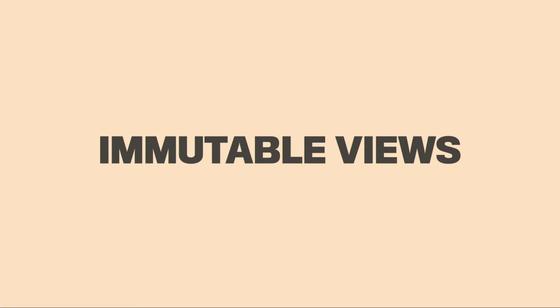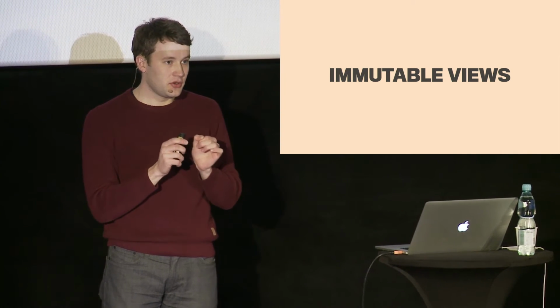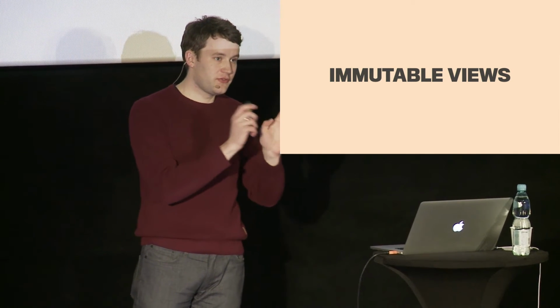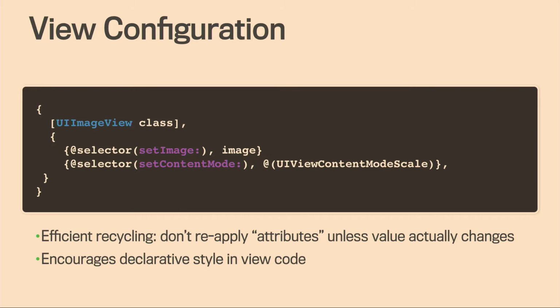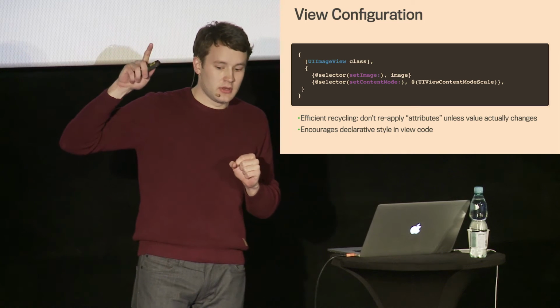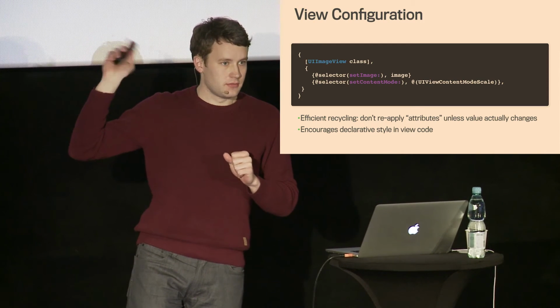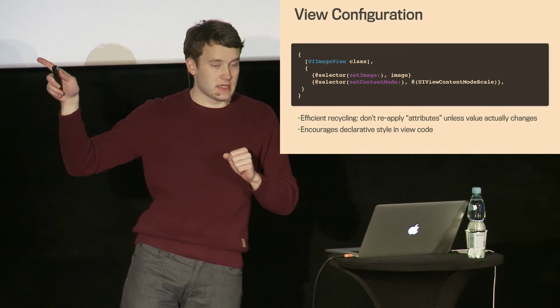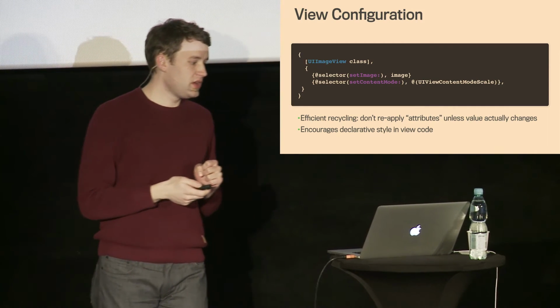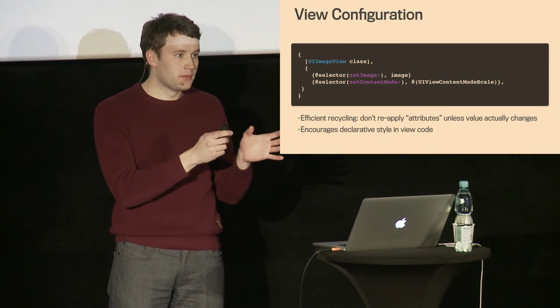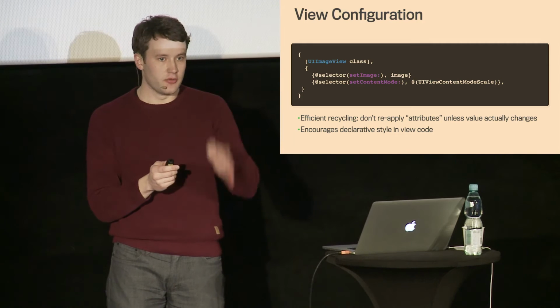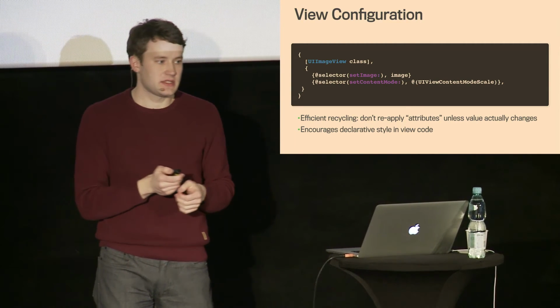So all of this adds up to immutable views. You as the developer never have to mutate your component. Components are totally immutable. And you define them using that one-way function that takes in a model and puts out a component. Here's what it looks like. You specify it, for example, you'd say, hey, I want a UIImageView. And I want you to set the image using this selector and set it to this image. And I want you to call setContentMode and set it to this content mode. The beauty is that behind the scenes, Components knows when it recycles a view what the old values were. So it doesn't call setContentMode over and over if it hasn't changed. Only when it actually changes does it rerun that selector.